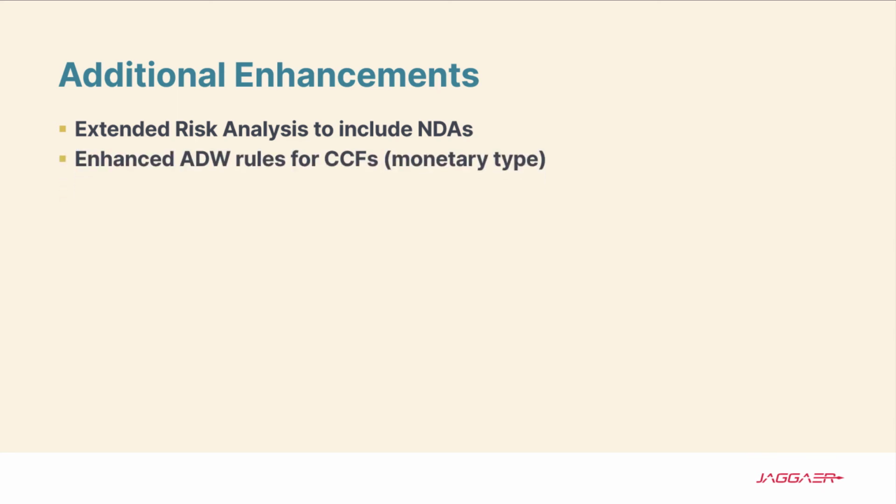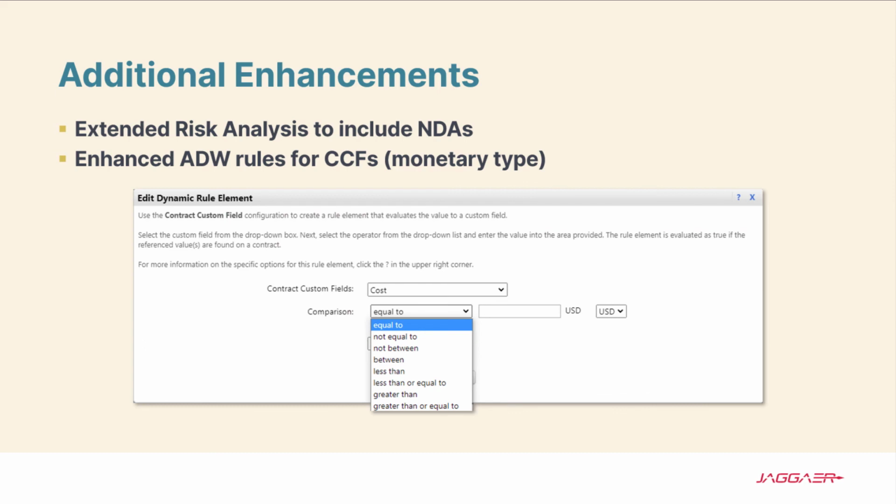We also enhanced ADW rules for contract custom fields that are the monetary type. Currently, the comparison values could only be equal to or not equal to. But in this release, we've expanded the options to include several additional values shown here. You can see that it includes options like between, less than, greater than or equal to, and more.